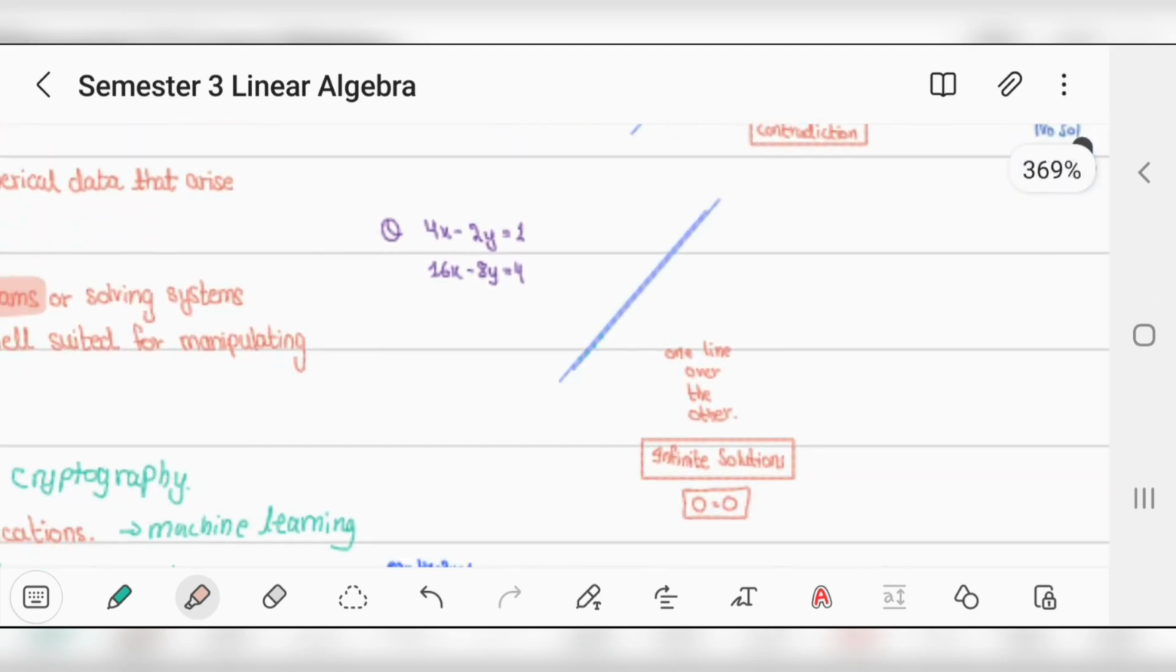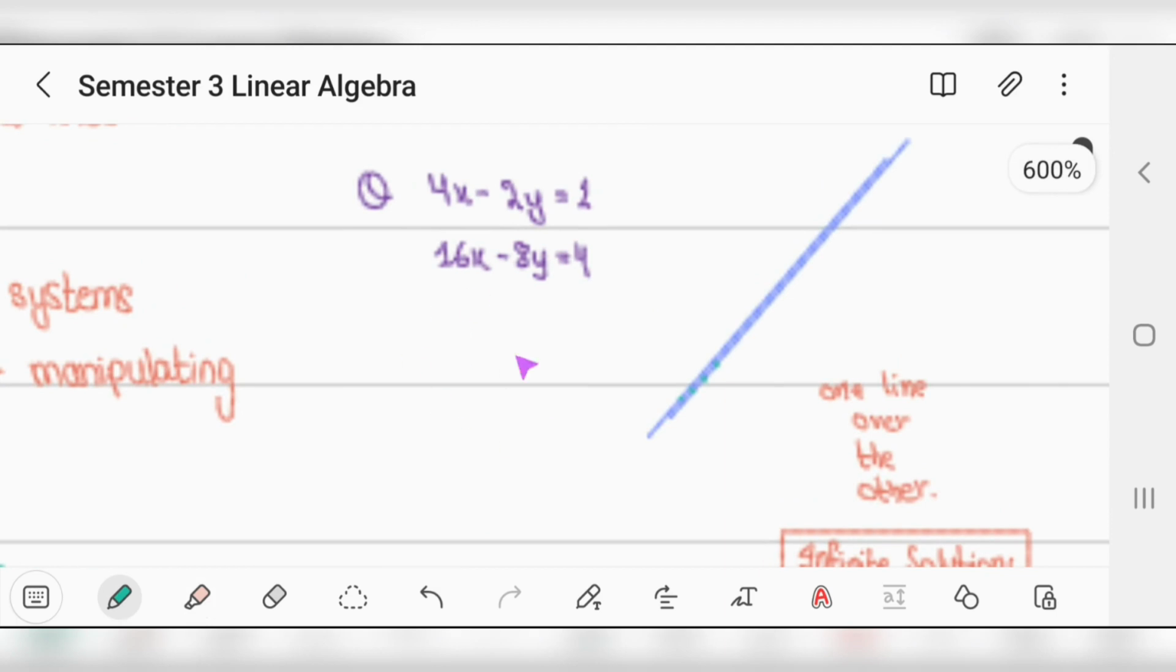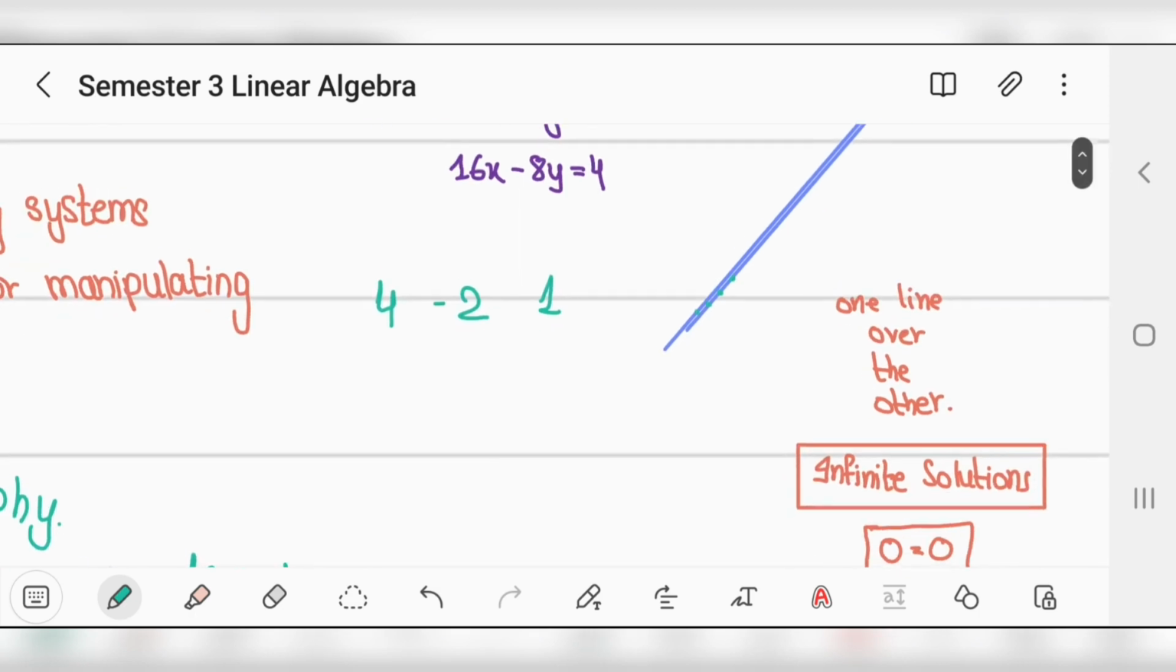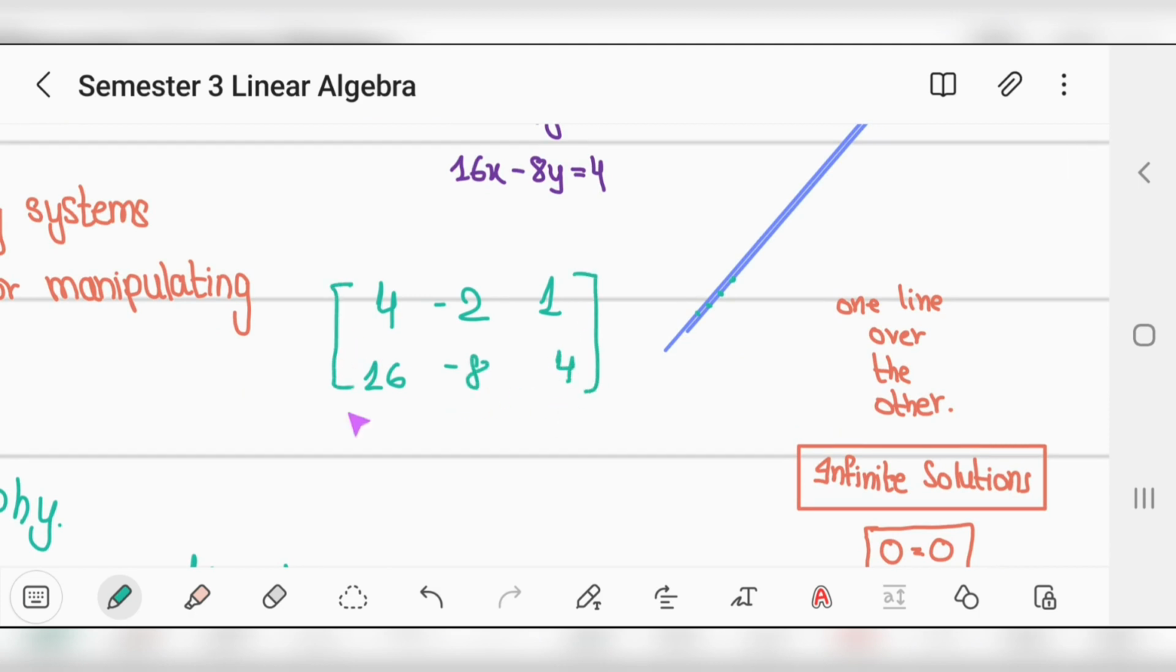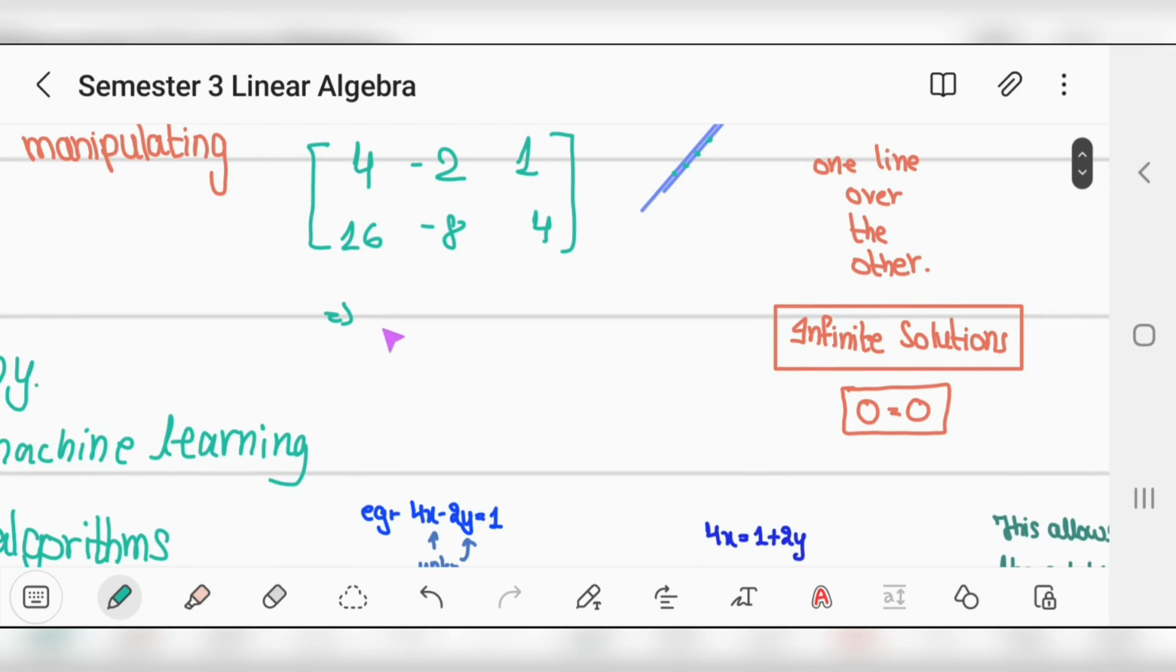If we have infinitely many solutions, how do we represent the answer? For example, let's suppose that we have this equation. I'm just going to convert this into matrix form, with 16, minus 8, and 4, and I just do Gauss elimination. We will understand what Gauss elimination is later. For now, let us see. So I got this row of 0s, and if we get this, then we can say that yes, this system has infinitely many solutions.